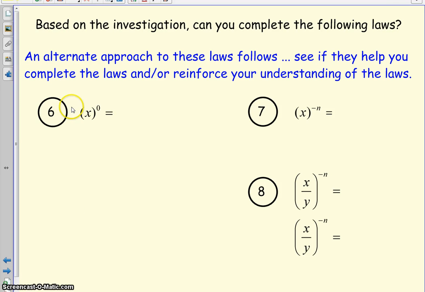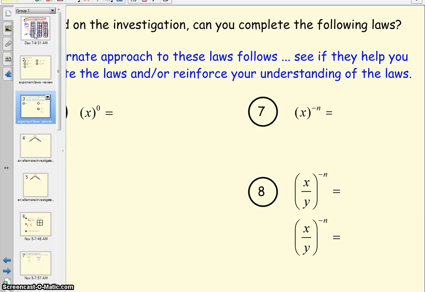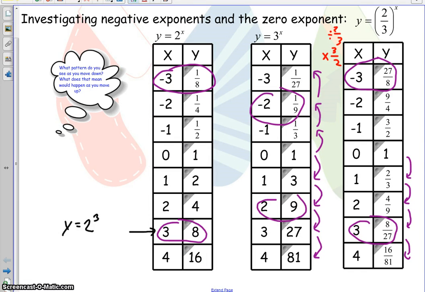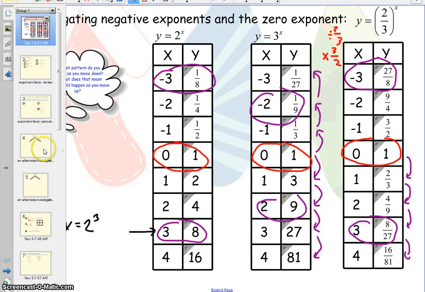So one thing I want to look at here, for anything to the exponent of 0, going back to our table here, what happened when anything had exponent 0? That happened once in each chart, here, here, and here. And what you notice is that every single time it was equal to 1. So anything to the exponent of 0 is going to be equal to 1.